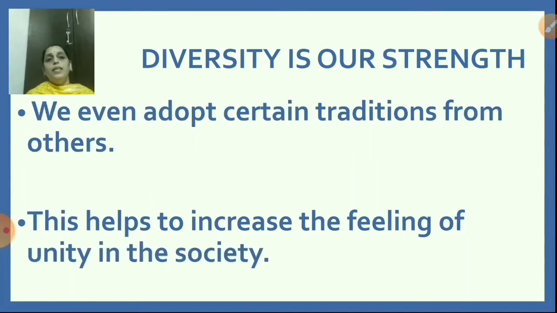Okay. Now the next, we even adopt certain traditions from others. This helps to increase the feelings of unity in society. Means when we stay together, a friendliness is there in our relation. So that time what happens? We even adopt certain traditions from others. Okay. And this helps us to increase the feeling of, yes, unity in the society.